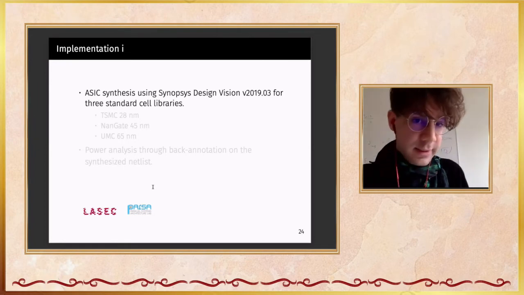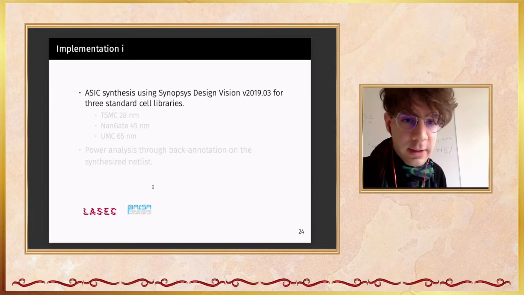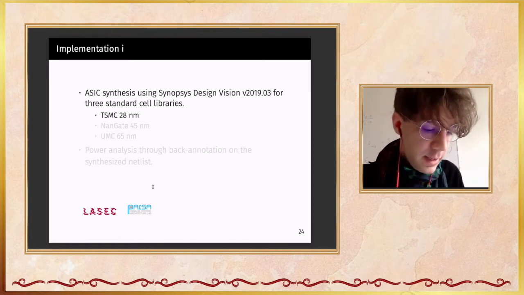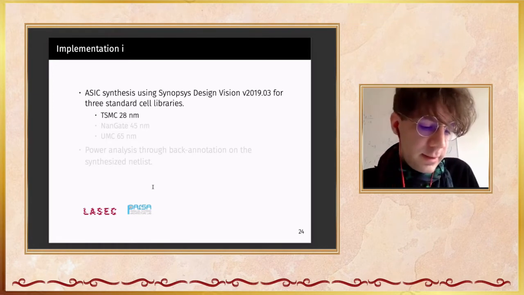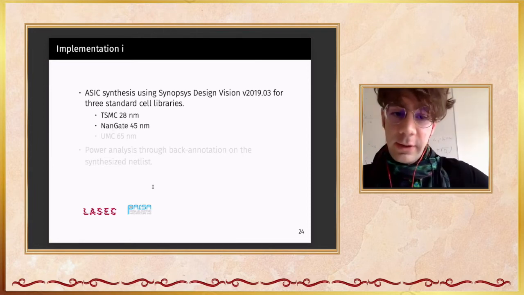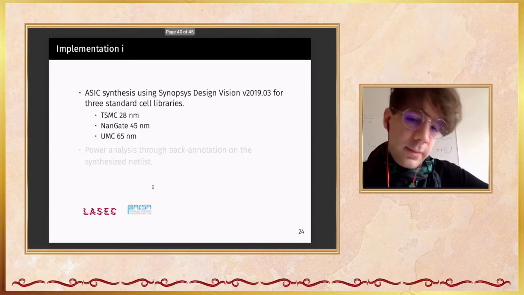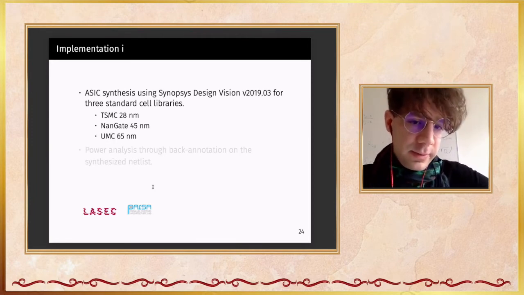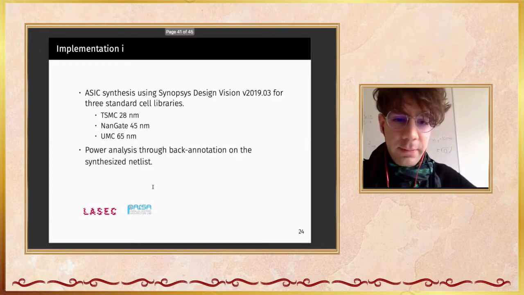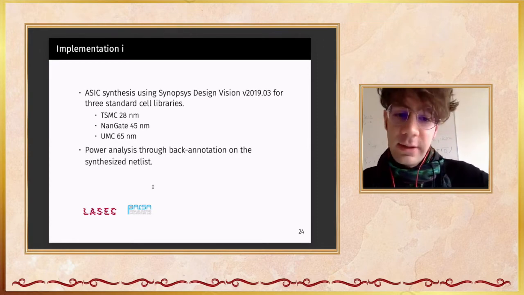We do an ASIC synthesis using the Synopsys Design Compiler for free standard cell libraries: the relatively recent TSMC 28 nanometer process, then the high-leakage 45 nanometer NanGate process, and then a bit older 65 nanometer UMC library. Then we perform power analysis or energy analysis through back-annotation on the synthesized netlist.